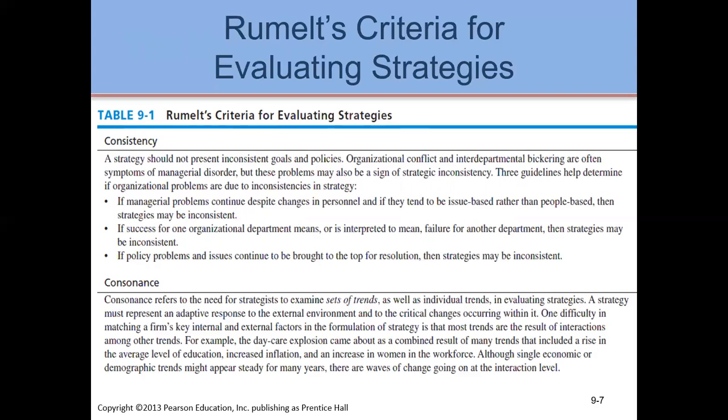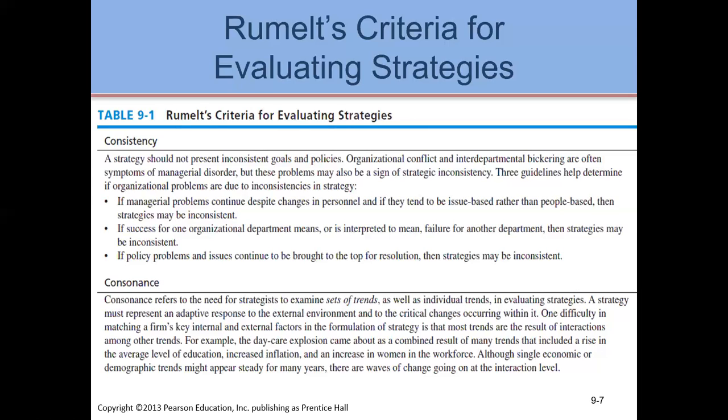3 guidelines help determine if organizational problems are due to inconsistencies in strategy. The first guideline is if managerial problems continue despite changes in personnel, and if they tend to be issue-based rather than people-based, then strategies may be inconsistent. The second guideline says that if success for an organizational department means or is interpreted to mean failure for another department, then strategies may be inconsistent. And the third check for consistency is if policy problems and issues continue to be brought to the top for resolution, then strategies may be inconsistent.